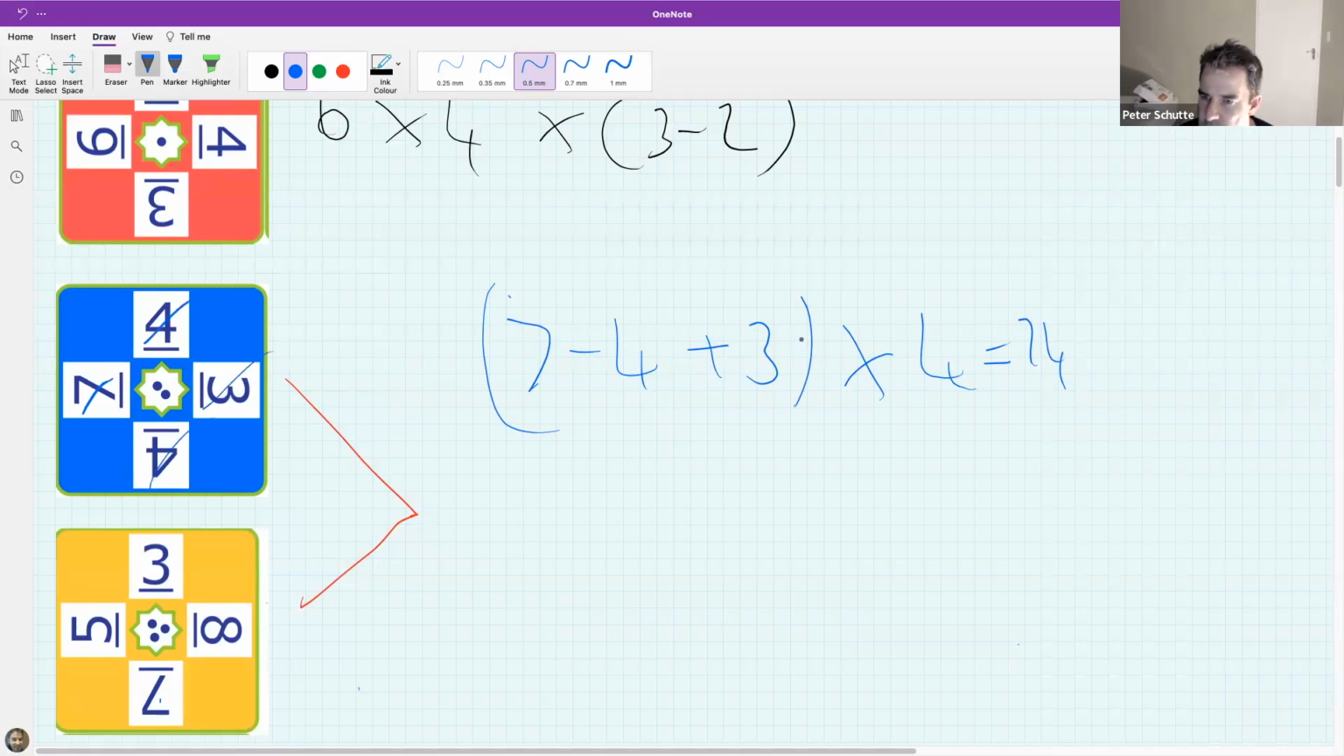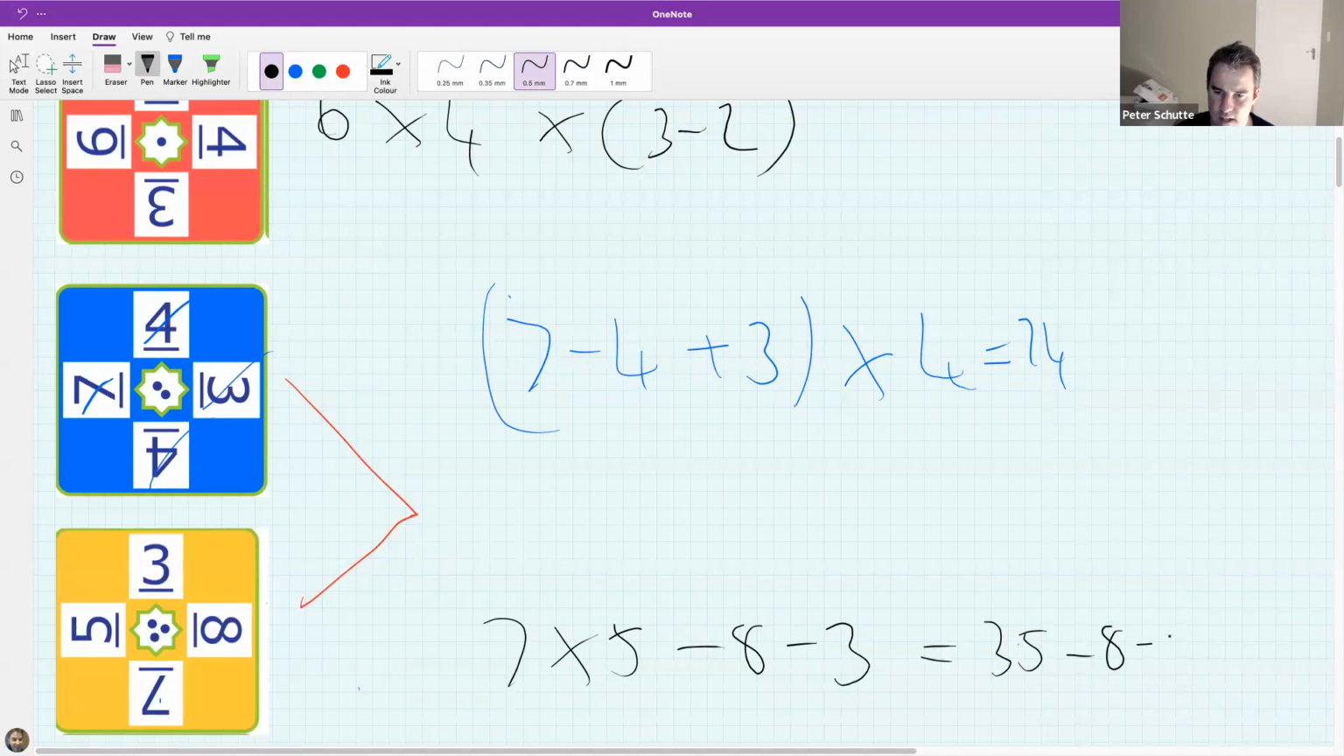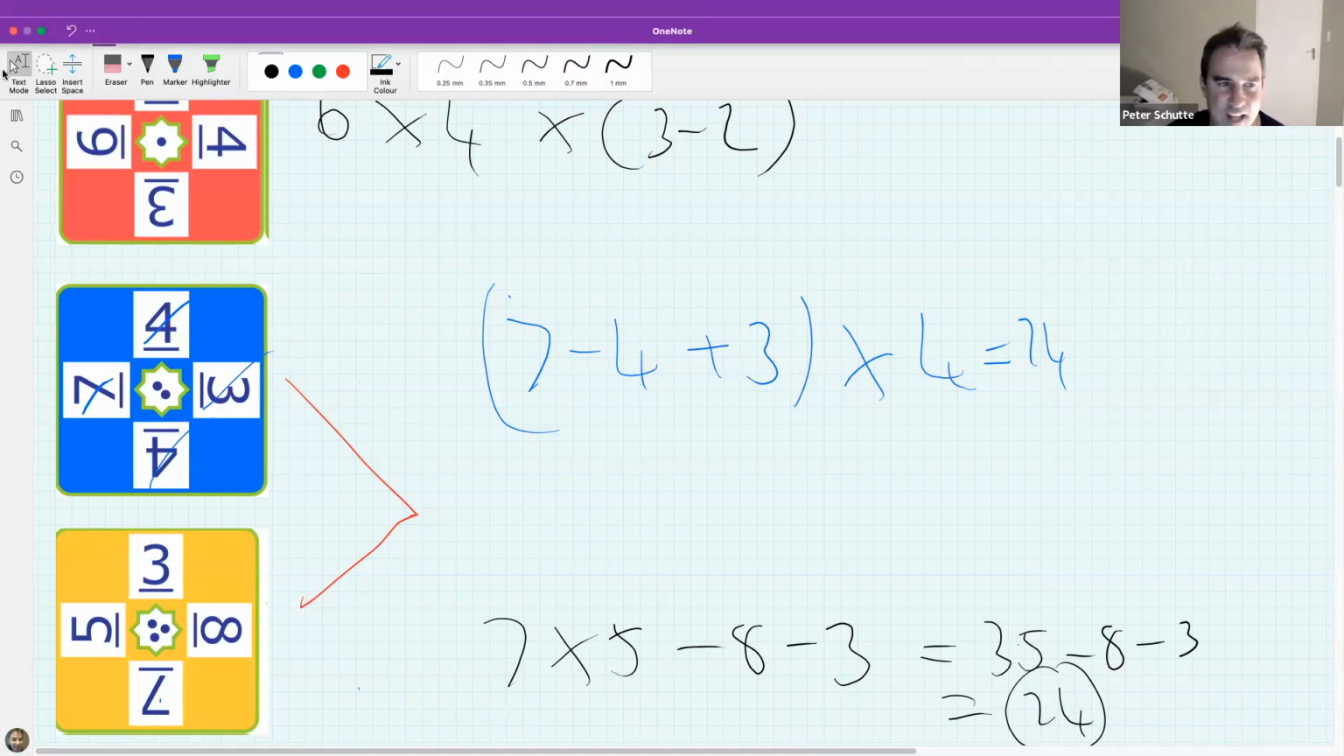And for yellow, Tova has said 7 times 5 minus 8 minus 3, which is correct. It's 35 minus 8 minus 3, which is 24. Oh, well done, Beverly. Okay. So nicely done, guys. Let's move on because this is not a Math 24 lesson, but I am impressed by our rapidly improving Math 24 skills. And for those who are new, don't worry, you'll get faster at this. It's just a fun game we play to just have a bit of a distraction.